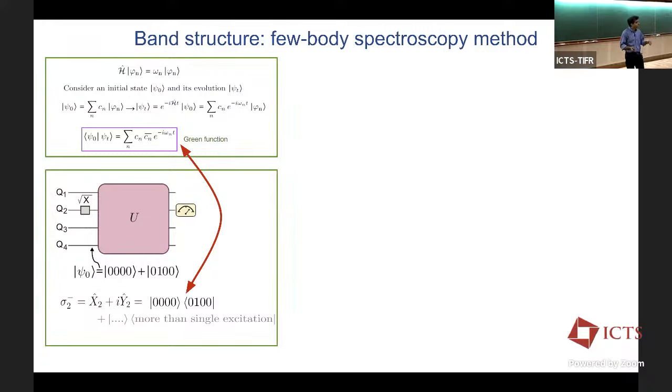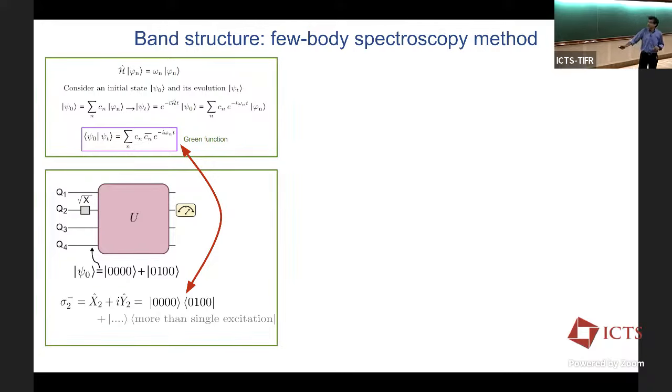Now the challenge is how to realize this overlap in the lab. It is just simple to write. It's the overlap of a wave function with the initial wave function. Let me give you a simple example. Let's say you have 4 qubits and you put 1 qubit on the equator and then evolve it under some unitary, which is particle number conserving.